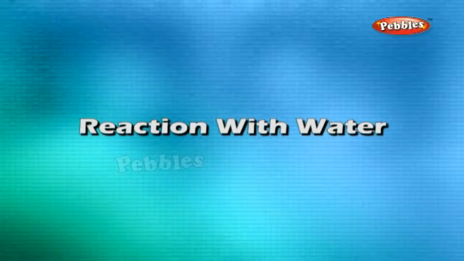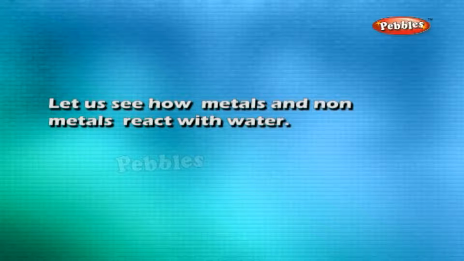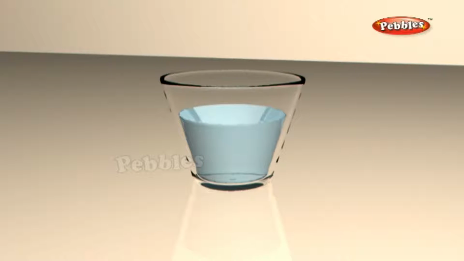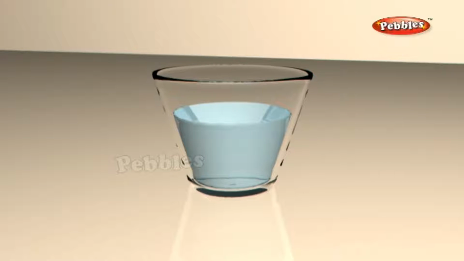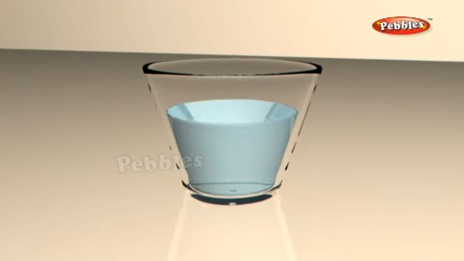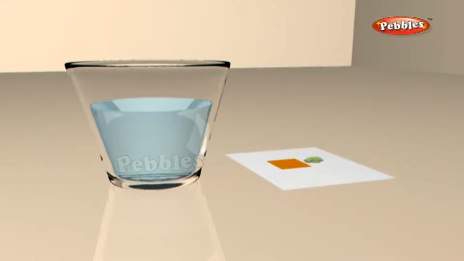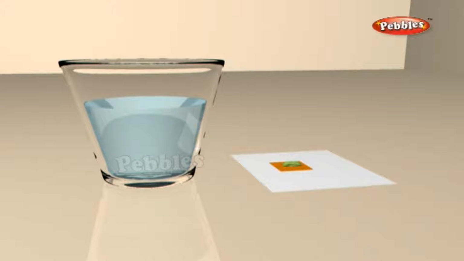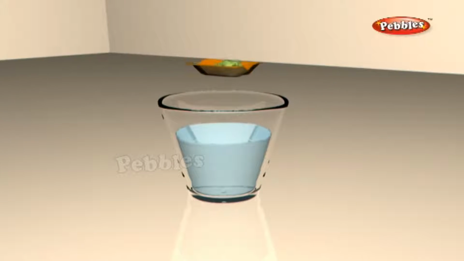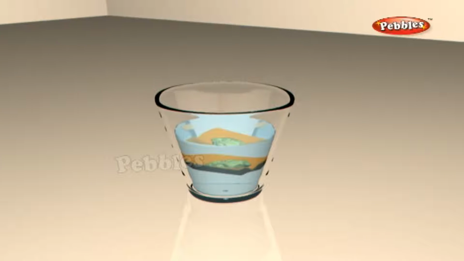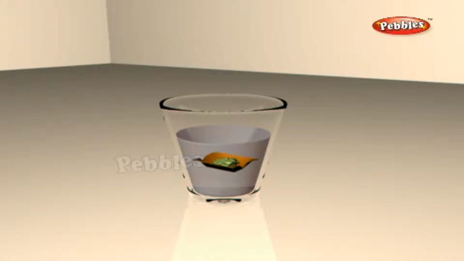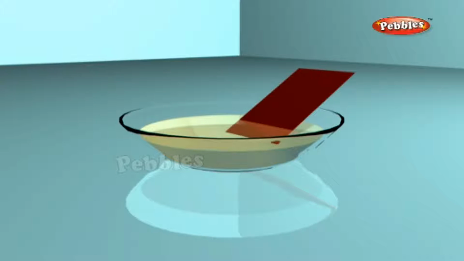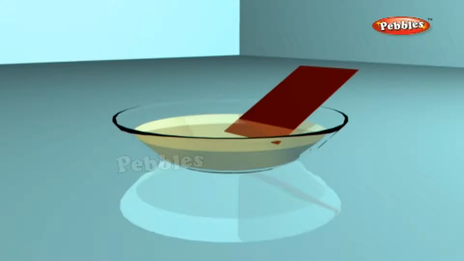Reaction with water. Let us see how metals and nonmetals react with water. Take a 250 ml beaker or a glass tumbler. Fill half of it with water. Now, carefully cut a small piece of sodium metal. Dry it using filter paper and wrap it in a small piece of cotton. Put the sodium piece wrapped in cotton into the beaker. Observe carefully. During observation, keep away from the beaker. When the reaction stops, touch the beaker. Test the solution with red and blue litmus papers.